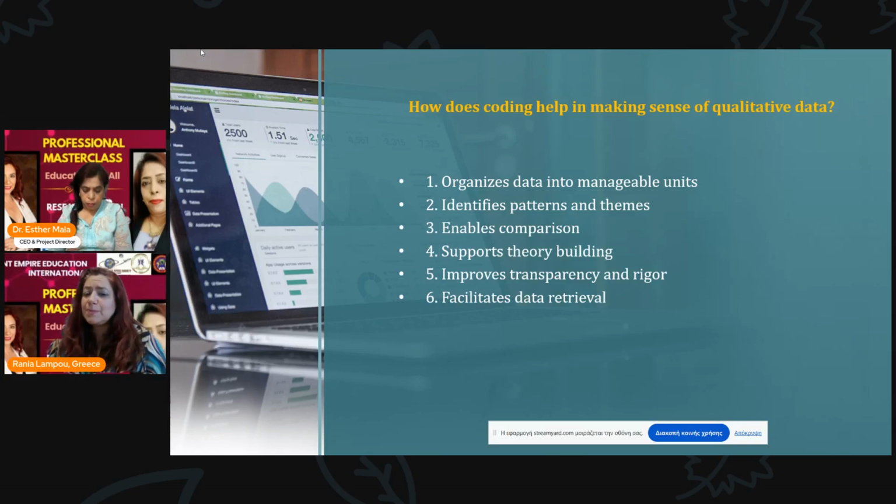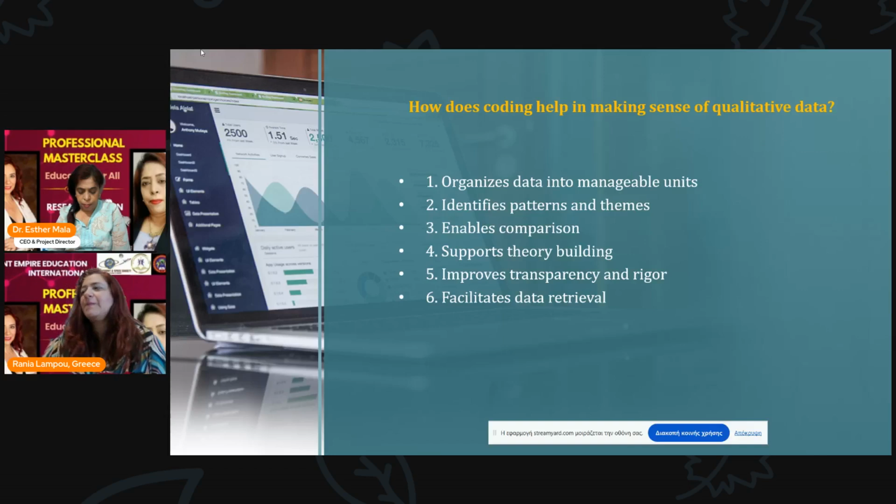Second, it identifies patterns and themes, because repeated ideas or behaviors across participants can be highlighted through codes. So these patterns help reveal underlying themes or trends that may not be obvious on a first reading. Then, coding helps with comparison because it lets you compare responses across different individuals, groups, or settings. For example, you can see how different demographics talk about a common experience.